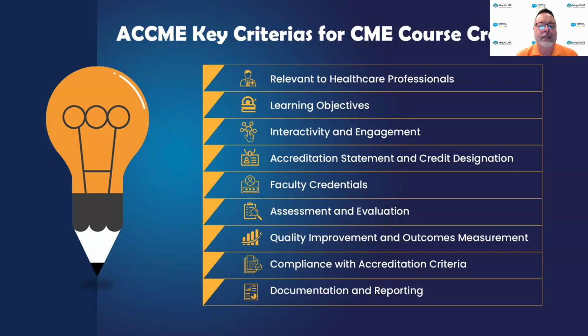ACCME also requires CME courses to include an accreditation statement that identifies the accrediting bodies, such as ACCME, and the type of credit offered, such as AMA PRA Category 1 Credit, which is the American Medical Association's Physician's Recognition Award, and most commonly accepted. CME accreditation statements should be prominently displayed within your course materials.